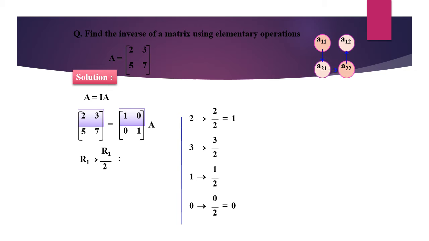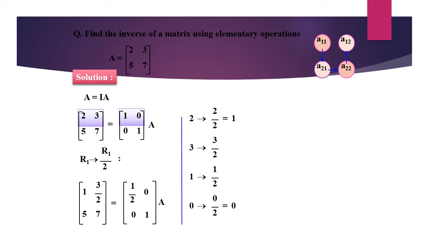So the elements of R1 both on LHS and RHS will get reduced to this form. So the first row elements will be 1, 3 by 2, and for the identity matrix we get the elements 1 by 2, 0, into A. So see, the change is only with respect to the elements of the first row. There is no change in the elements of the second row.